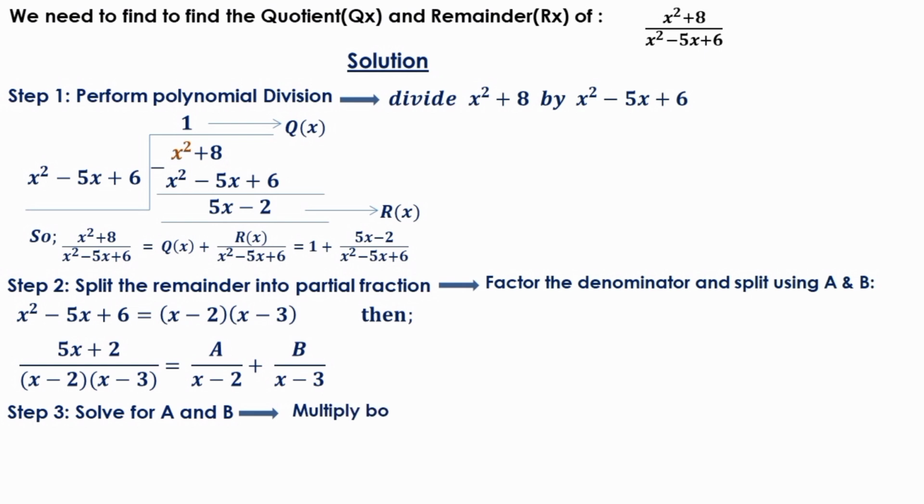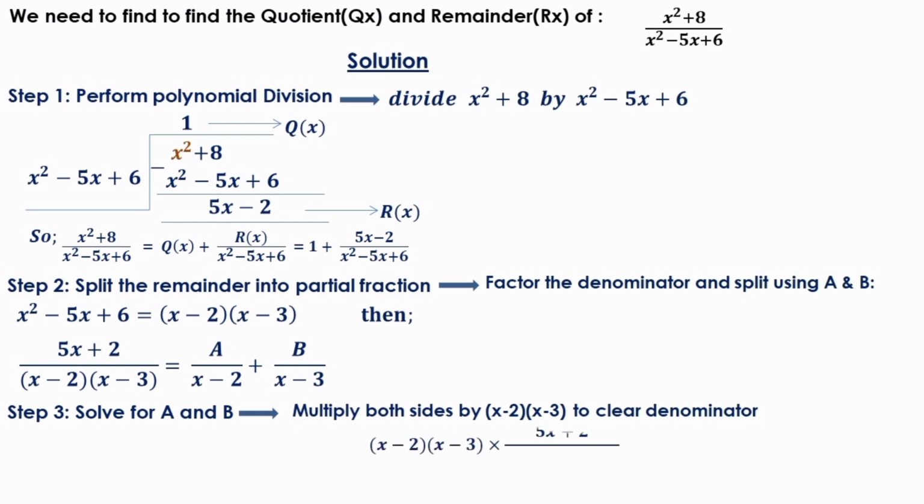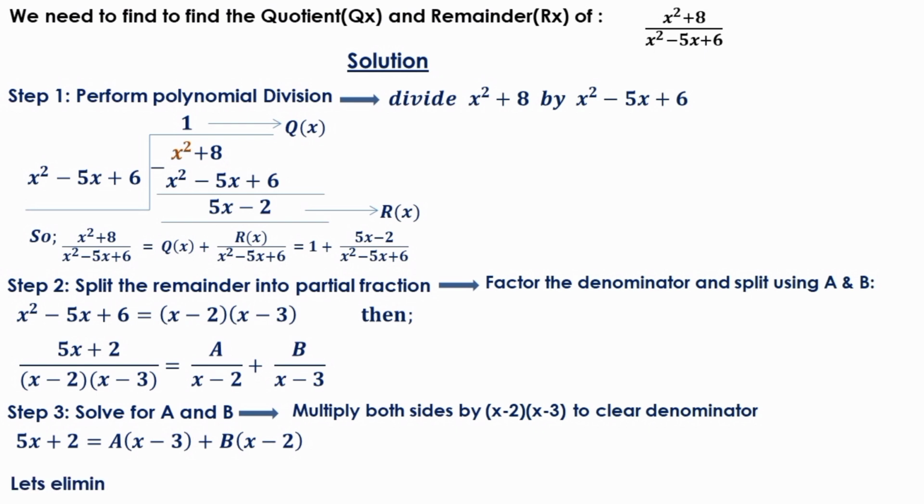So to solve for A and B now, the first thing is to eliminate the denominator of this fraction. We'll do that by multiplying both sides by (x minus 2)(x minus 3) to clear the denominator. As you can see, during that process, (x minus 2)(x minus 3) times (5x plus 2) over (x minus 2)(x minus 3) gets eliminated. So that will give us 5x plus 2 is equal to A(x minus 3) plus B(x minus 2). So now let's find our A and B.